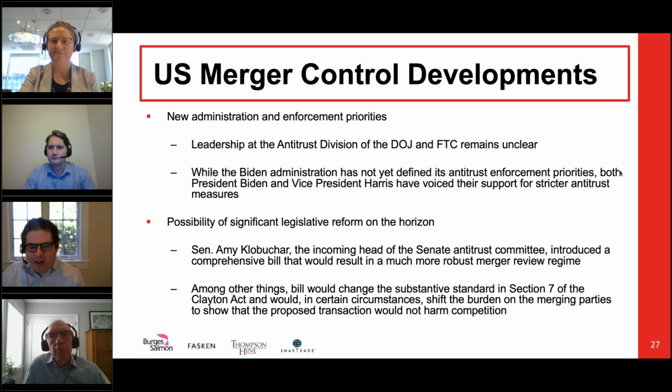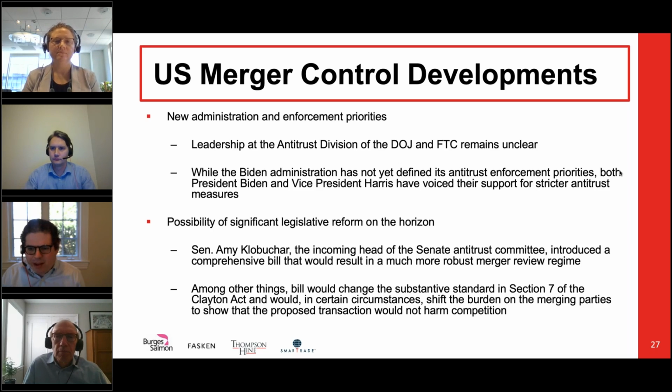Obviously, this is a lot to cover in an hour, and I think everyone knows that U.S. antitrust is very important, notwithstanding that the crux of this presentation is on FDI issues. But there is a lot of interplay between the two, which is why we've included this.